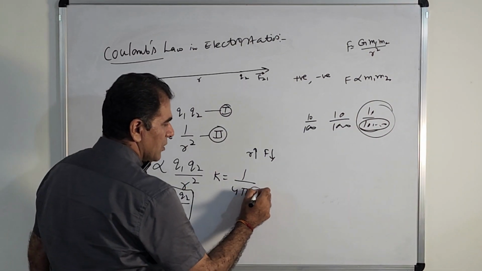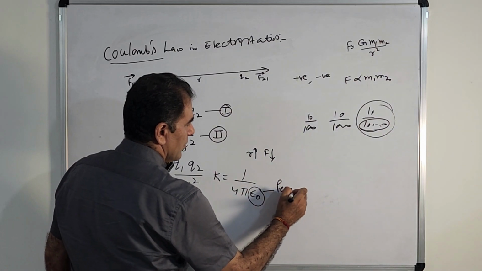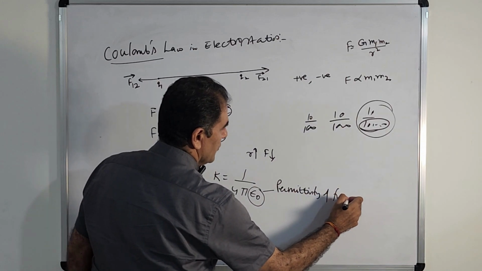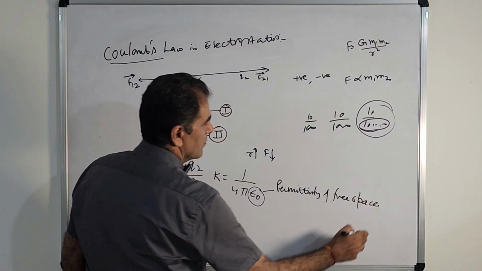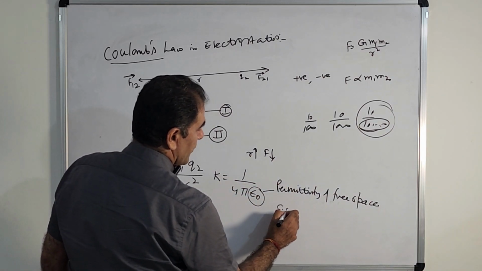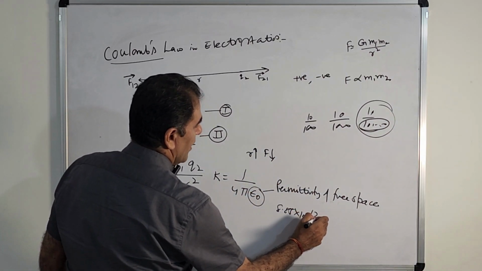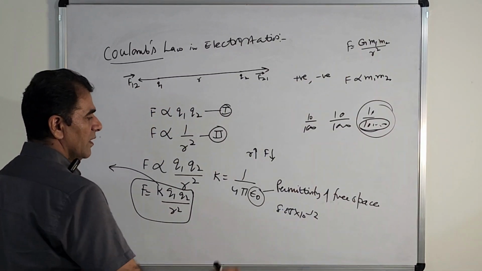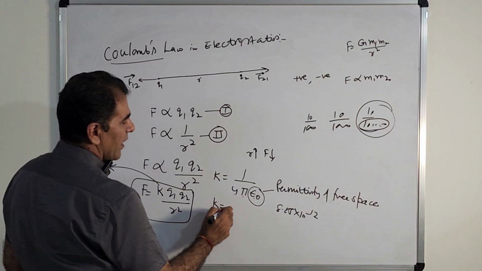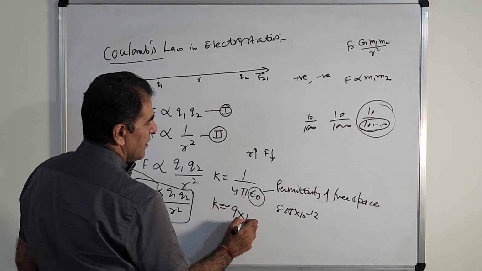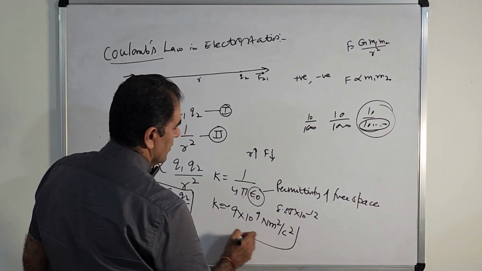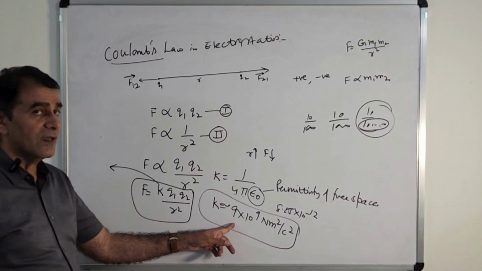What is epsilon 0? This is permittivity of free space. Free space means vacuum. Okay. So its value is 8.85 times 10 to the power minus 12. So when you put this value of pi, the value of 4, the value of K nearly comes out to be 9 into 10 to the power 9 Newton meter square per Coulomb square. This is the value of K.